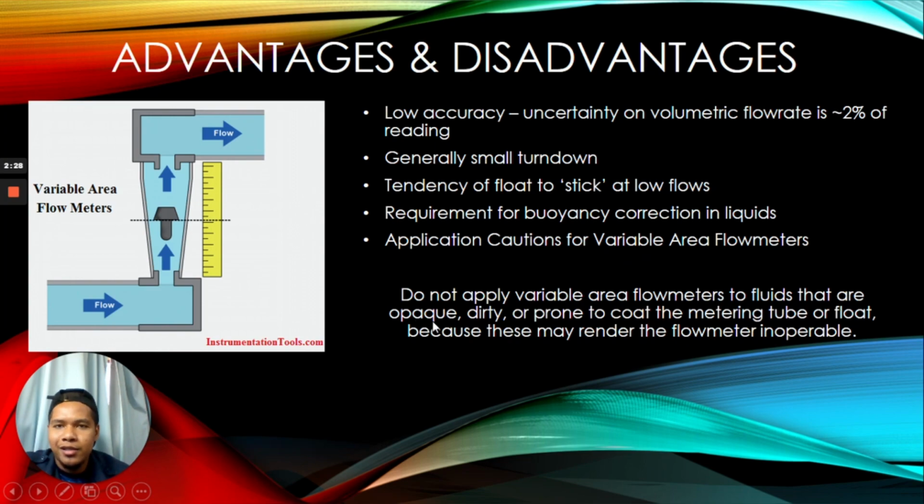And last but not least, do not apply variable area flow meters to liquids that are opaque, dirty, or prone to coat the metering tube or float, because this may render the flow meter inoperable.